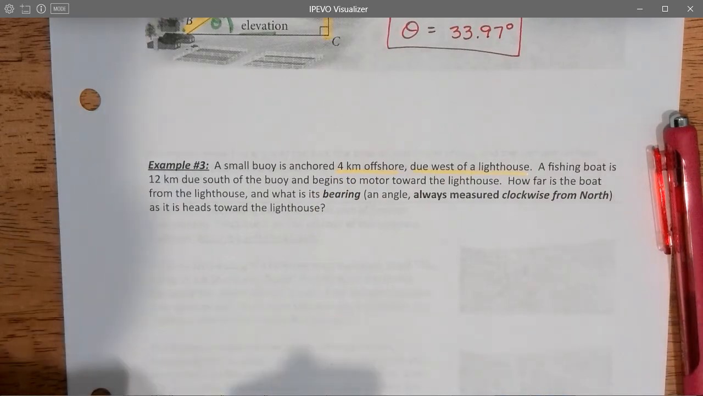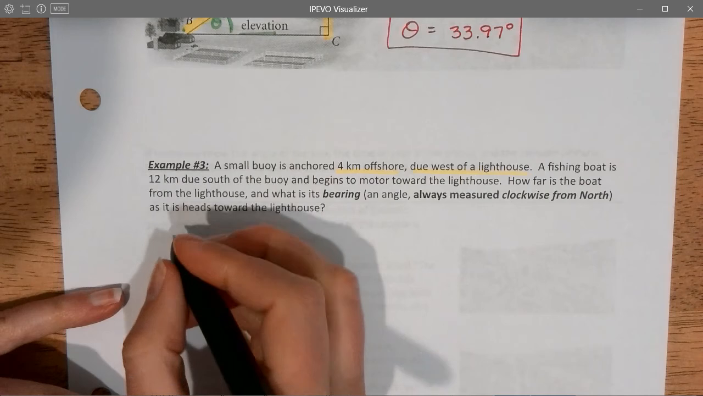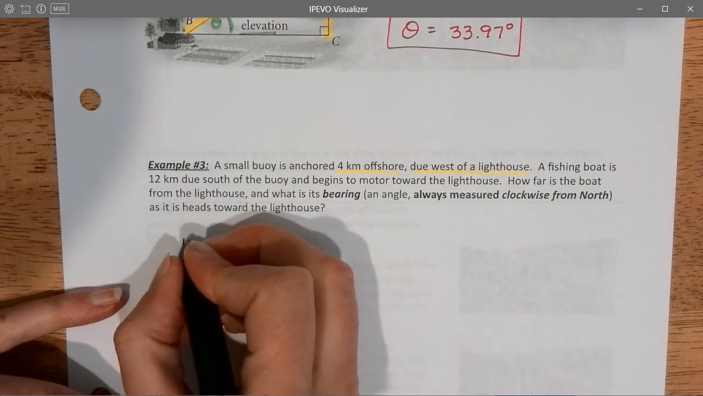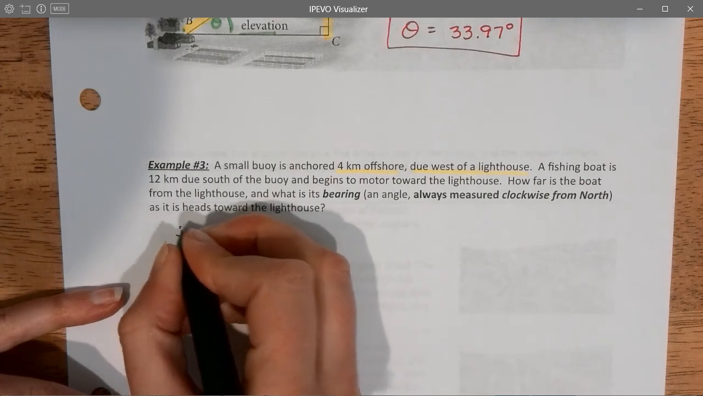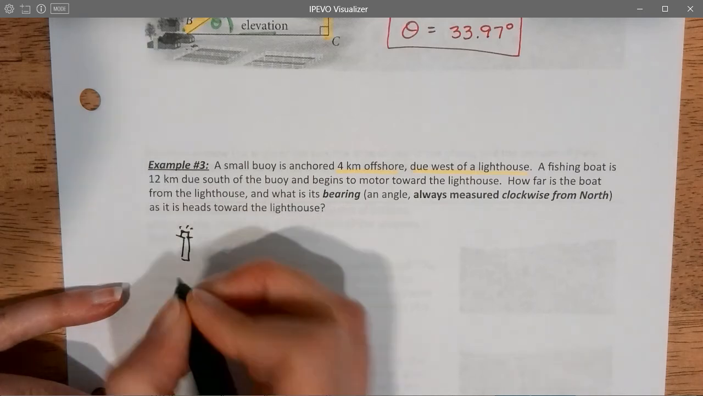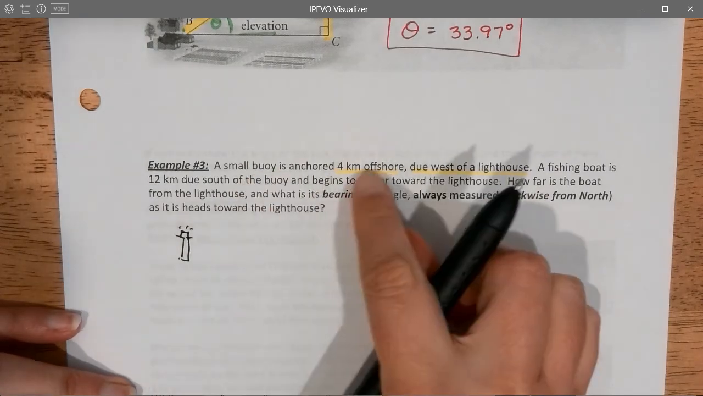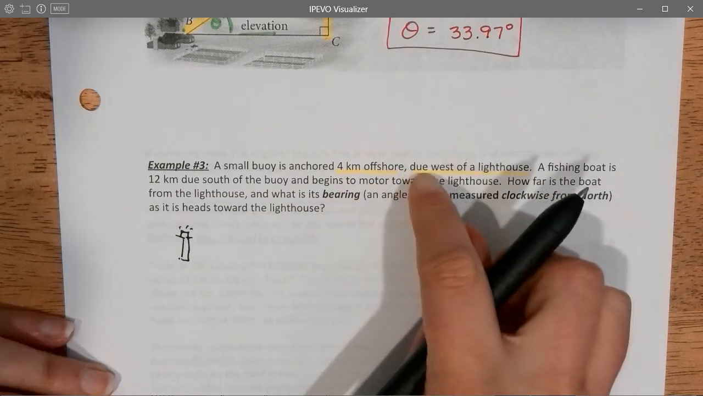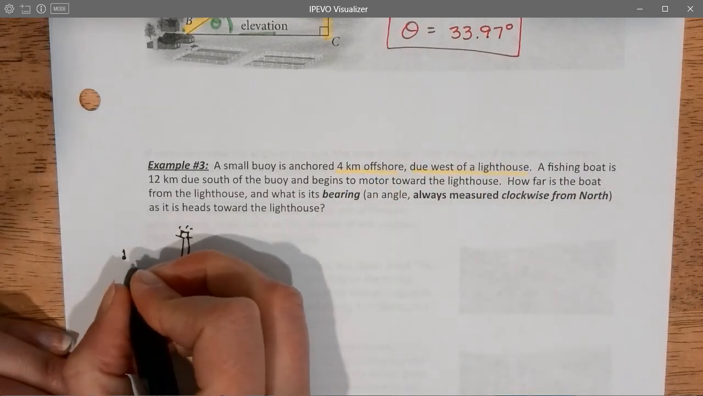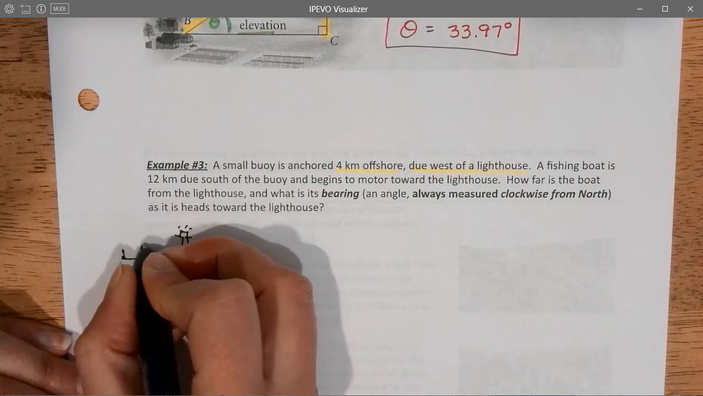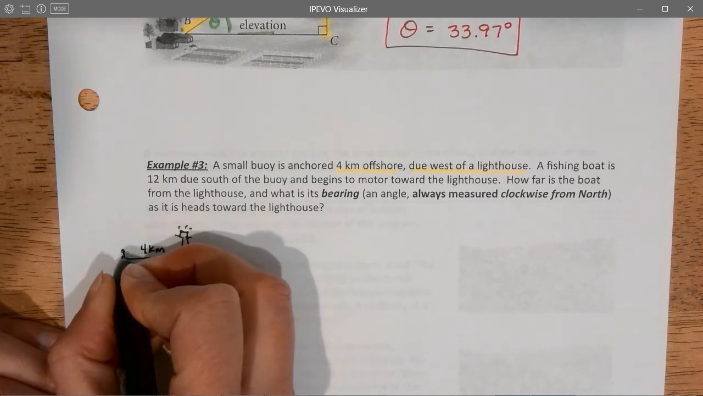Alright, I'm going to start drawing right away here. I need a lighthouse. I don't know how to draw lighthouses. There we go. Lighthouse. And there's my lighthouse. My small buoy is anchored 4 kilometers due west. So, little buoy in the water. There's my little buoy floating there in the water. Excellent.